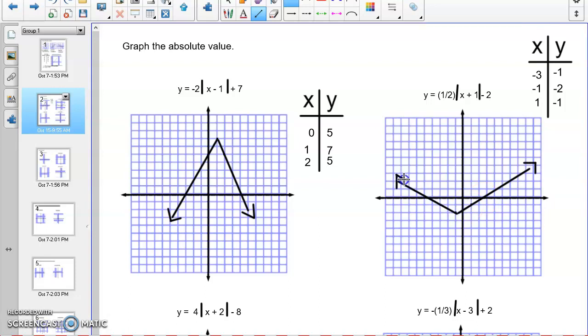Okay? When the number in front of the absolute value is less than 1, greater than negative 1, in that range, the graph opens much wider. When the A is either bigger than 1 or less than negative 1, it's a much more narrow opening, and it goes down or up a lot quicker. So just be aware of that.